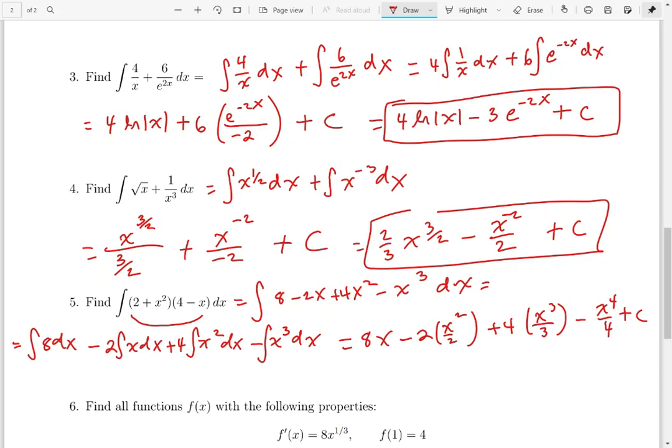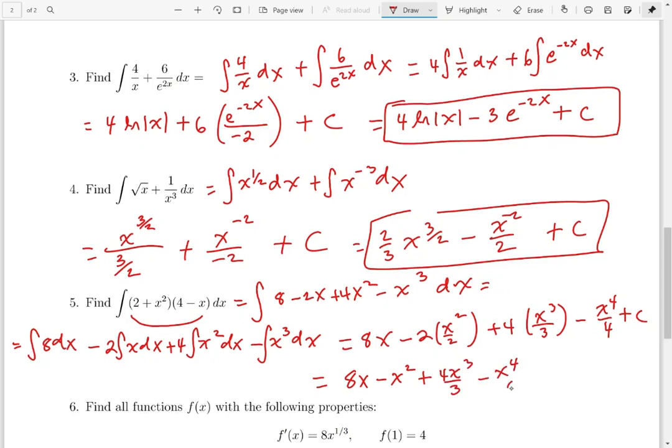And if you wanted to simplify it some, we could. This is just 8x minus x squared plus 4x cubed over 3 minus x to the fourth over 4 plus some constant c. And so there's our antiderivatives, because c could be anything.